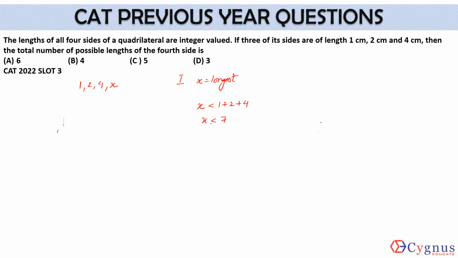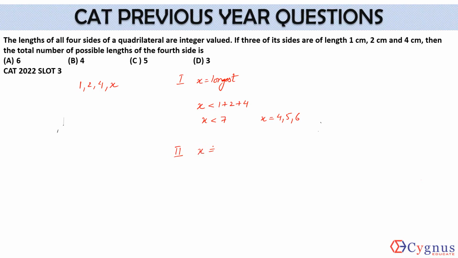So what are the possible values for x? We have assumed that x is the longest one. So x cannot be equal to 1. It cannot be equal to 2. But remember that it can be equal to 4 because two of the sides of a polygon can be equal. That means the possible values of x are what? Let's say 4 onwards. It can be 4, 5, or 6. It should be less than 7. This was case number one when x was the longest one.